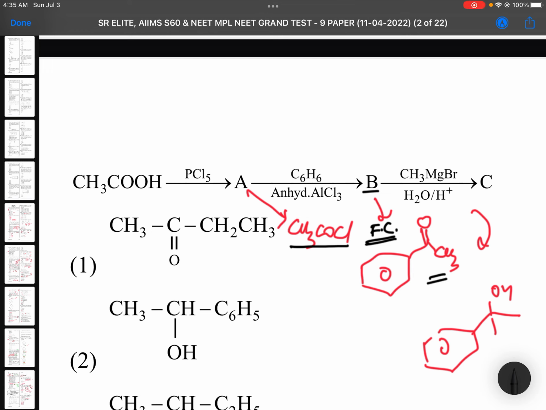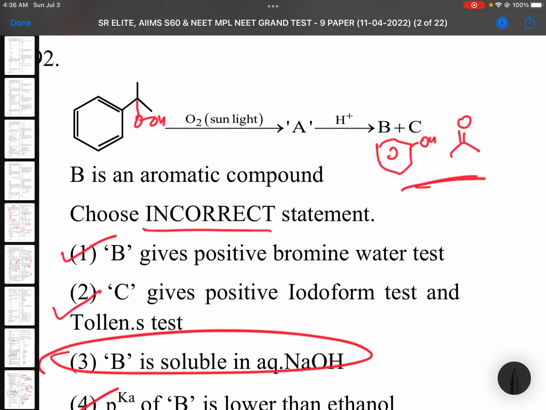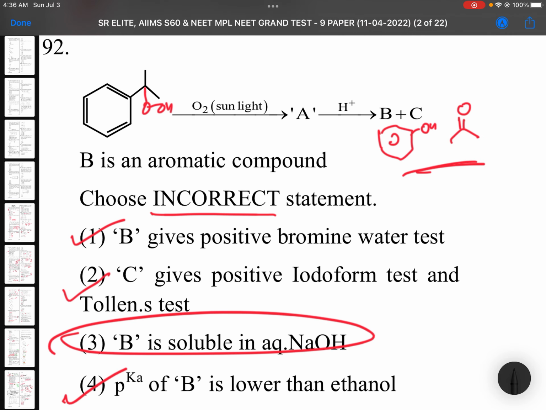Then this is treated with CH3MgBr. So ketones with the Grignard reagent will give you tertiary alcohols, and this is the tertiary alcohol. When treated with O2 and sunlight, cumene forms cumene peroxide. The cumene peroxide will have the OOH part.